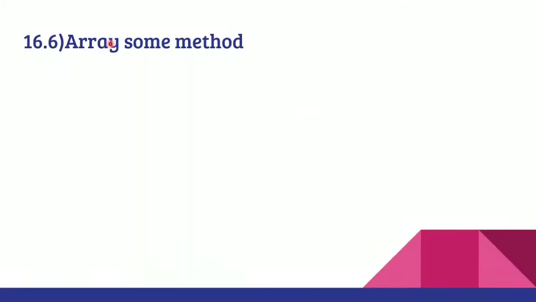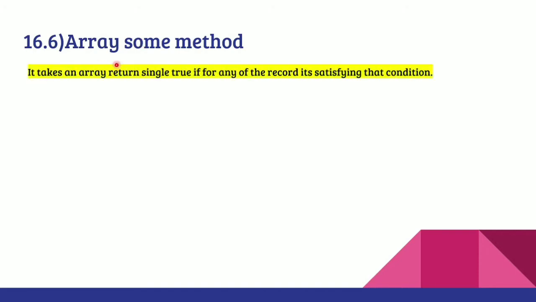Now we will see the array sum method. Here the name of the method is sum itself. So it takes an array and returns a single true if for any of the records it is satisfying that condition.